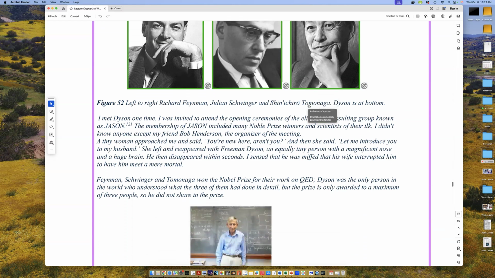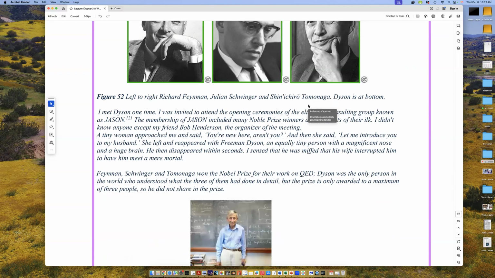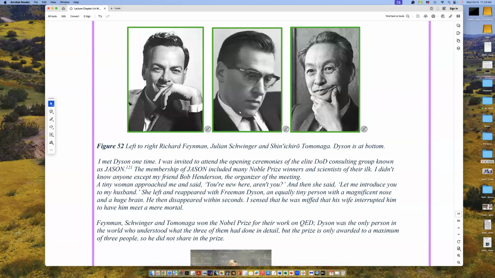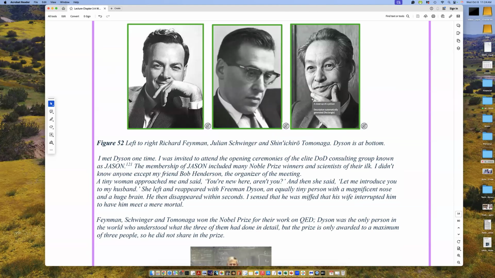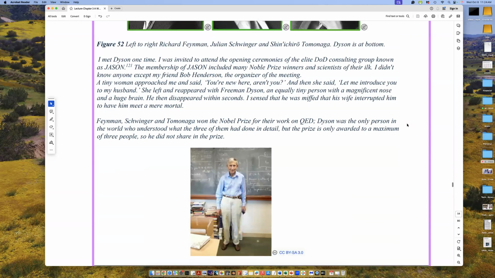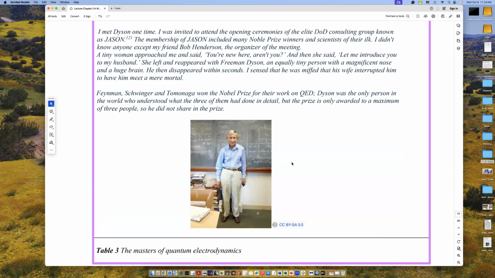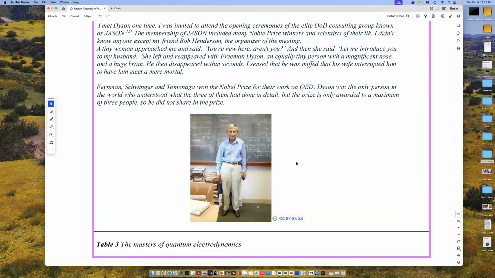There was somebody who knew how each of their techniques worked, and that is this guy, Freeman Dyson. Freeman Dyson studied what Feynman did, Schwinger did, Tominaga did, and showed that their techniques were equivalent, but used different approaches mathematically and technically. And if you read this, you'll see that I met Freeman Dyson once, and he was a tiny little man with a gigantic brain.